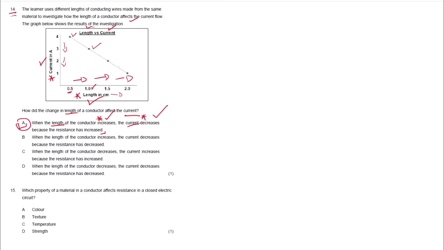So question 15 says, which property of a material in a conductor affects resistance in a closed electric circuit? So we know that that would be our temperature. So this basically means that our correct answer will be temperature. Okay. So this is our part 1.